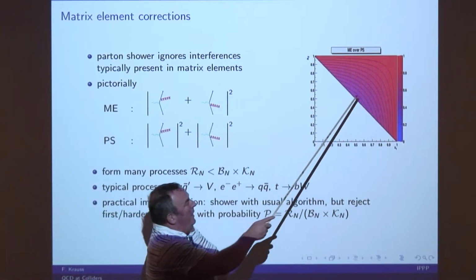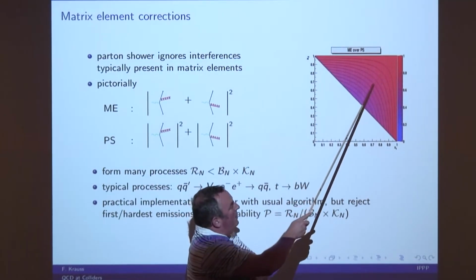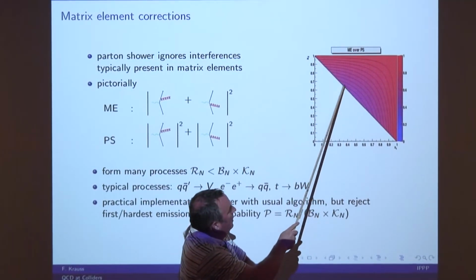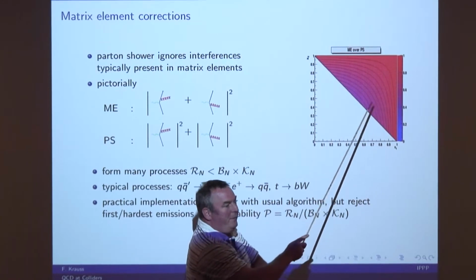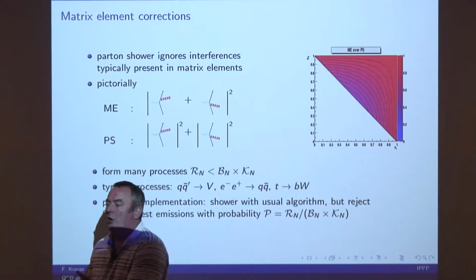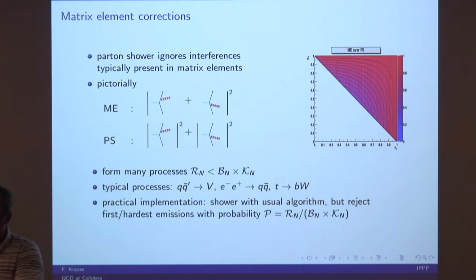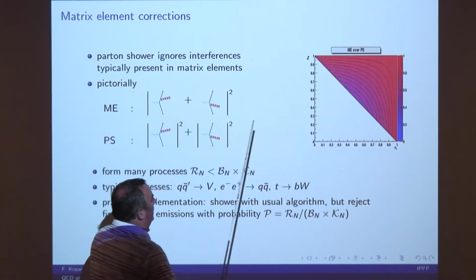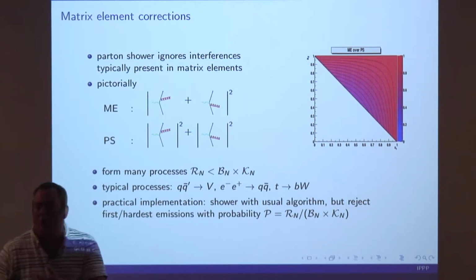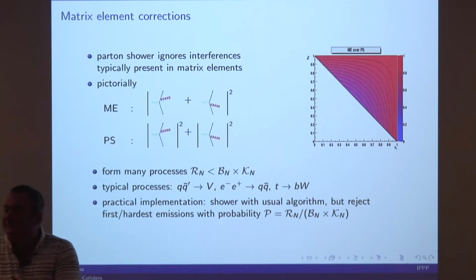But when I go away from this limit, I start realizing that the interference term can be large and can be of the order of a factor of 2. Now, these are not necessarily events that happen very often, for a very simple reason. There's no big logarithm that would drive the emission. It's finite terms. But if you want to get this region right, you would have to live with the fact that the parton shower will overestimate it by about a factor of 2.